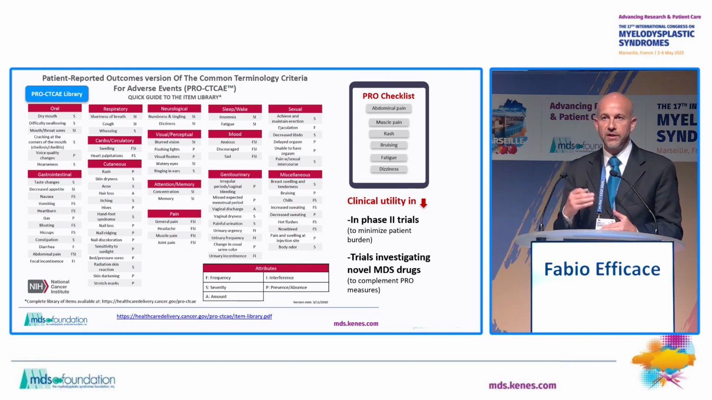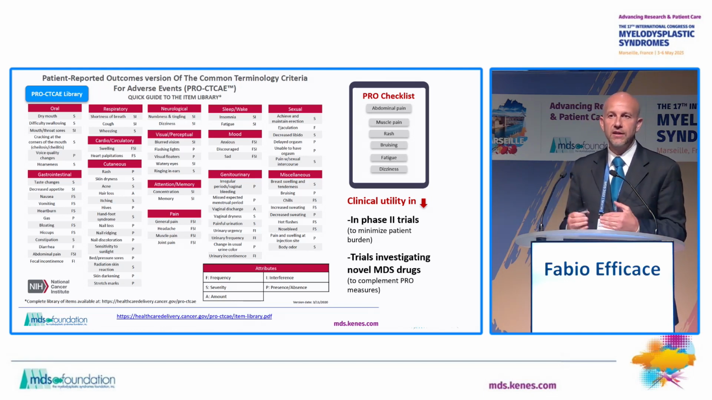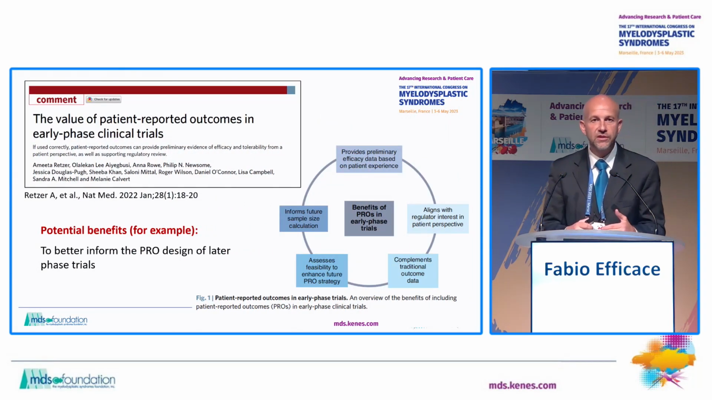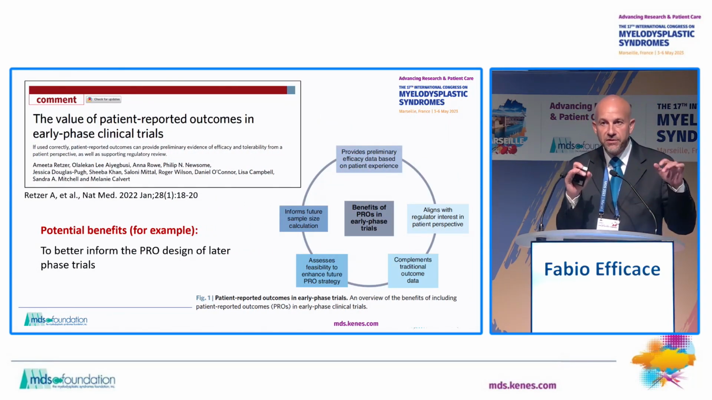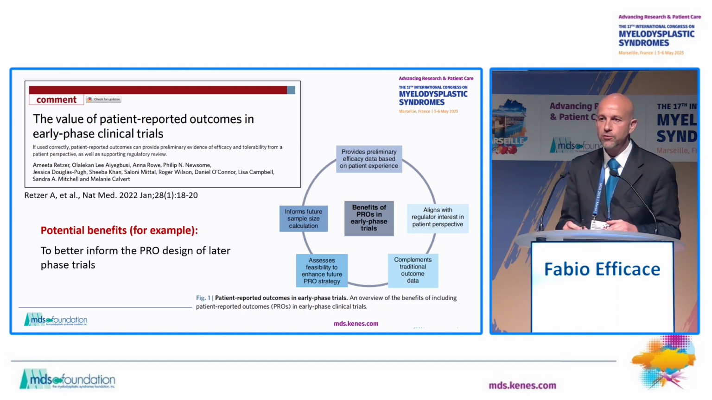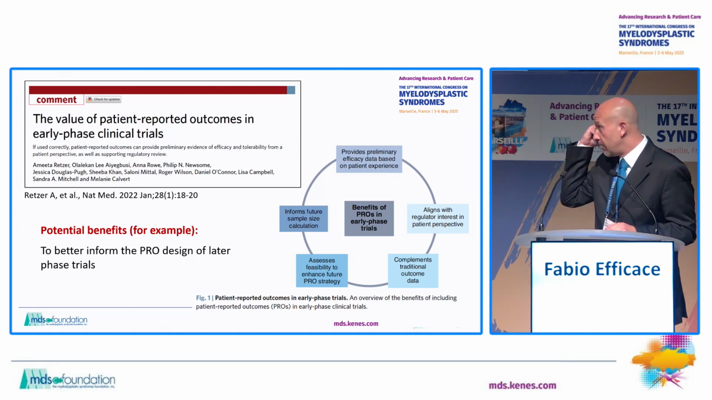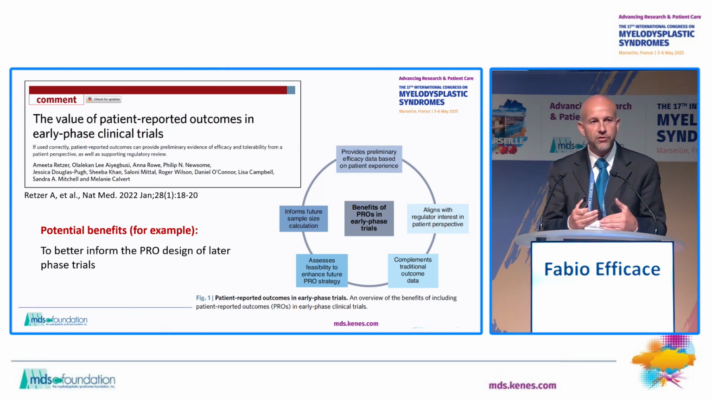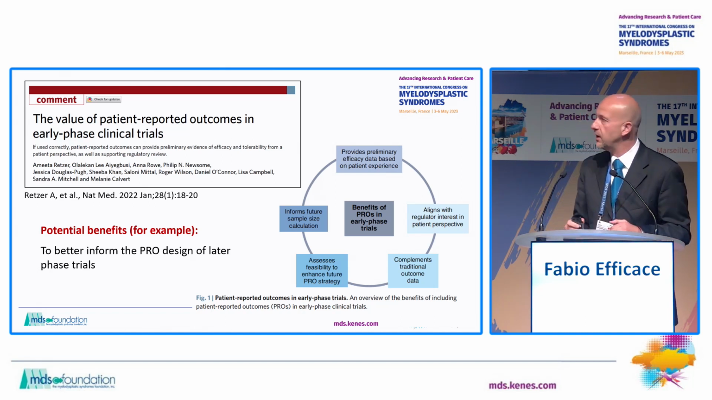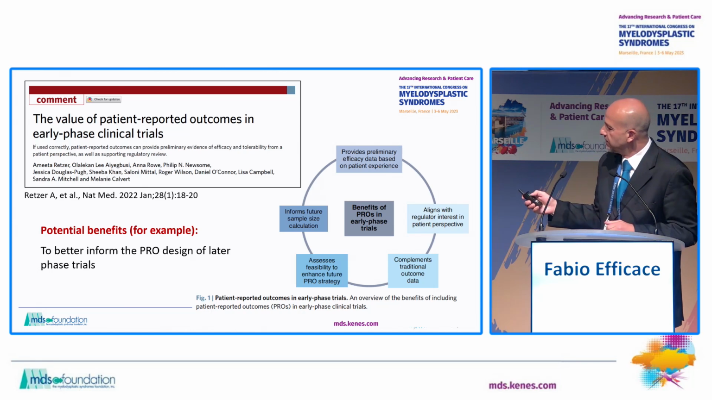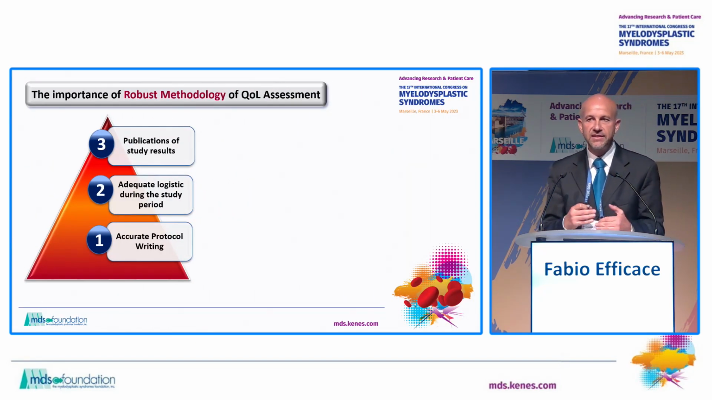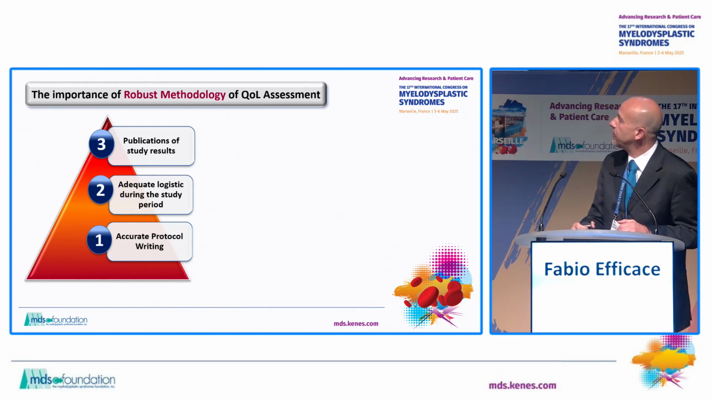Just to say something about the use of PRO in phase 2 trials, it is critical because it can inform the design of a phase 3 trial. So I'm not going to spend time saying how important it is to include some selected PRO items also in phase 2 trials, but I will invite you to read, for example, this paper in Nature Medicine, talking about the role of PRO in early phase clinical trials. But in essence, it's about better designing phase 3 randomized trials.